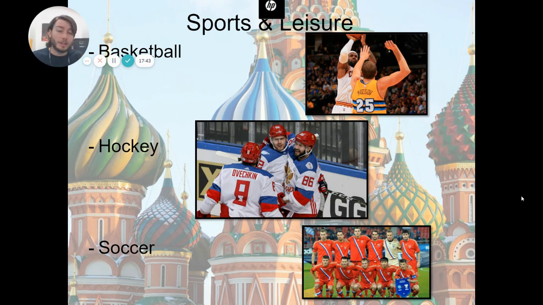Sports and leisure. Basketball is very popular in Russia. Hockey is like life there. They have fantastic hockey players. They have their own professional hockey league called the KHL, the Continental Hockey League, and it's the second largest professional league behind the NHL. And then soccer, or football, is very important there as well.